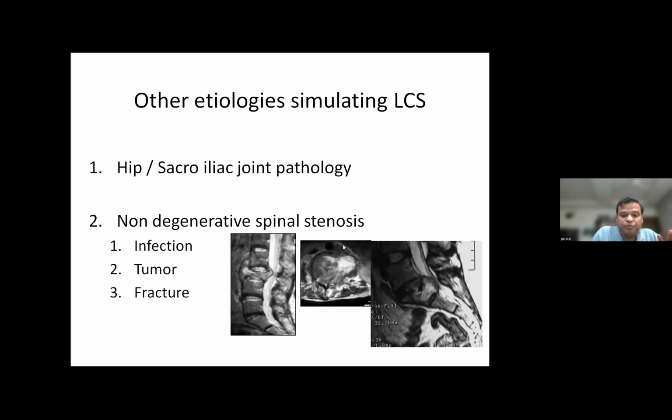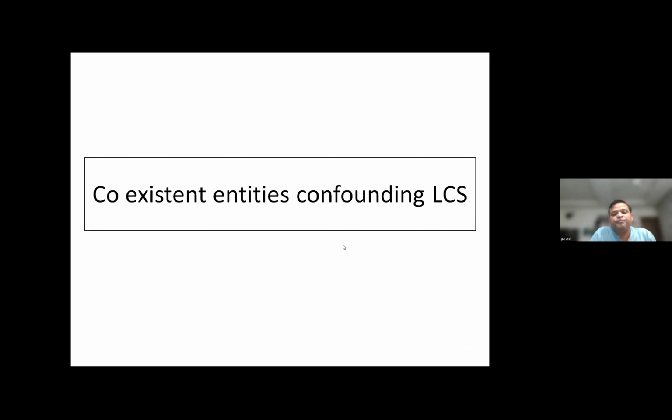In every LCS patient, you have to examine for hip and sacroiliac joint pathology. And non-degenerative spinal pathologies can mimic it, like infection, tumors, especially like schwannoma and neurofibromas, and fractures, that is osteoporotic fractures, which are very common in this age group.